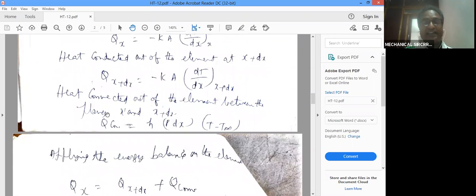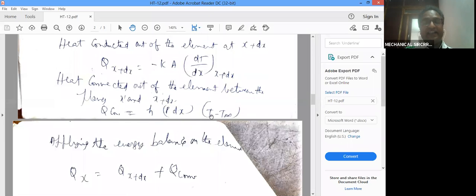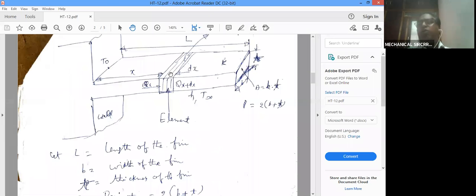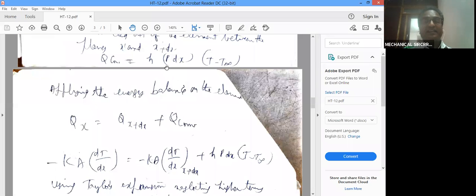At any given x, assume the element is at temperature T. But outside, the environment air temperature is T free stream. That's why heat is transferred from temperature T to T free stream. So convective heat transfer is equal to h into area into T minus T free stream.